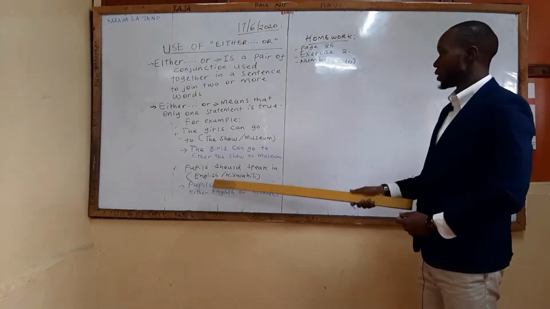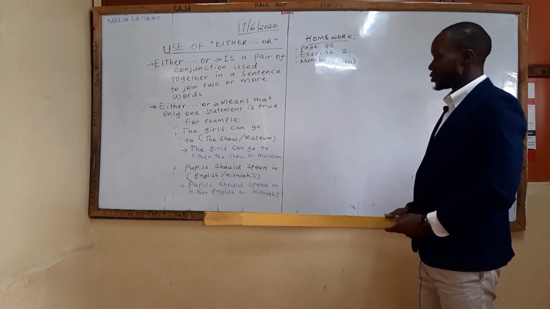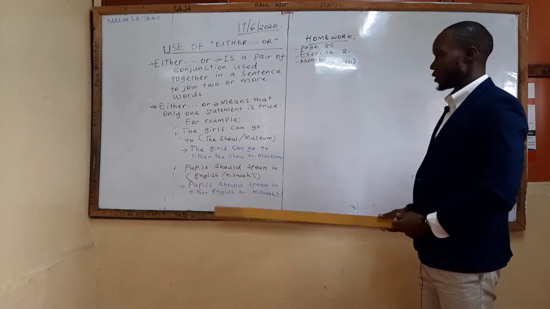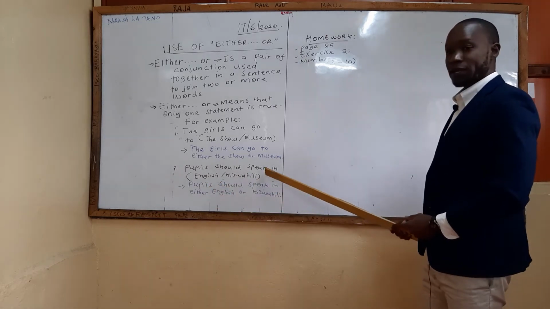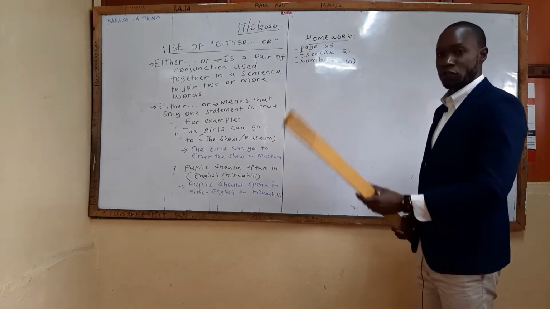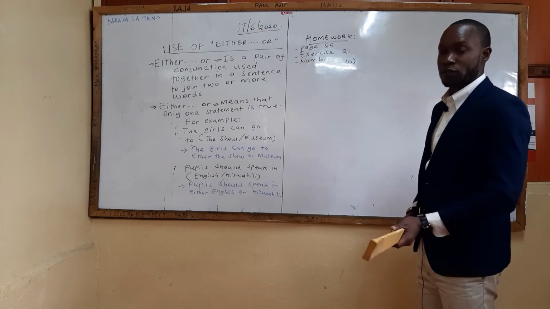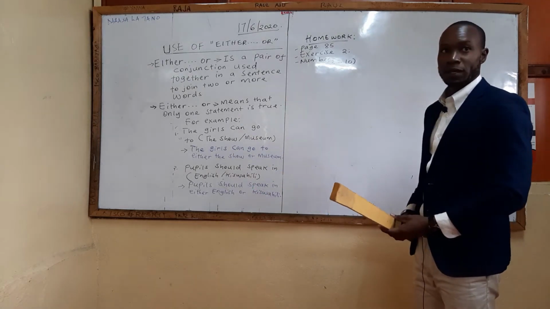Example 2, the pupils should speak in, the words in bracket, we have English or Kiswahili. So when you rewrite that, you say the pupils should speak in either English or Kiswahili. That means if they choose English, they are not speaking in Kiswahili. And if they choose Kiswahili, they are not speaking in English.